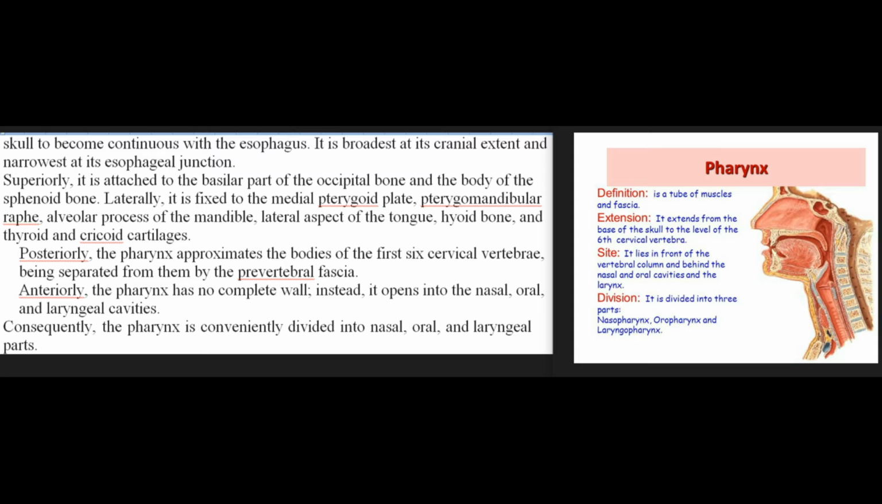Superiorly, it is attached to the basilar part of the occipital bone and the body of the sphenoid bone. Laterally, it is fixed to the medial pterygoid plate, pterygomandibular raphe, alveolar process of the mandible, lateral aspect of the tongue, hyoid bone, and thyroid and cricoid cartilages. Posteriorly, the pharynx approximates the bodies of the first 6 cervical vertebrae, being separated from them by the prevertebral fascia. Anteriorly, the pharynx has no complete wall; instead, it opens into the nasal, oral, and laryngeal cavities. Consequently, the pharynx is conveniently divided into nasal, oral, and laryngeal parts.